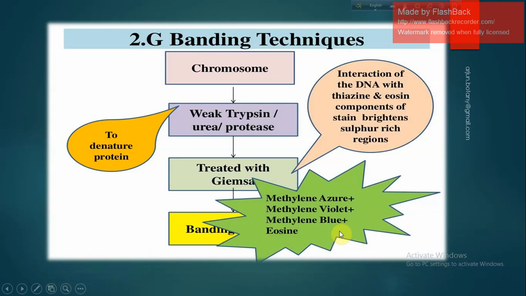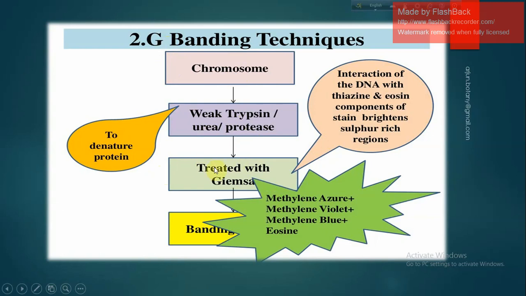Next, come to the G banding. G nomenclature is based on Giemsa, where the chromosome is treated with trypsin, urea, or protease. Why do we have to use these to denature the protein?